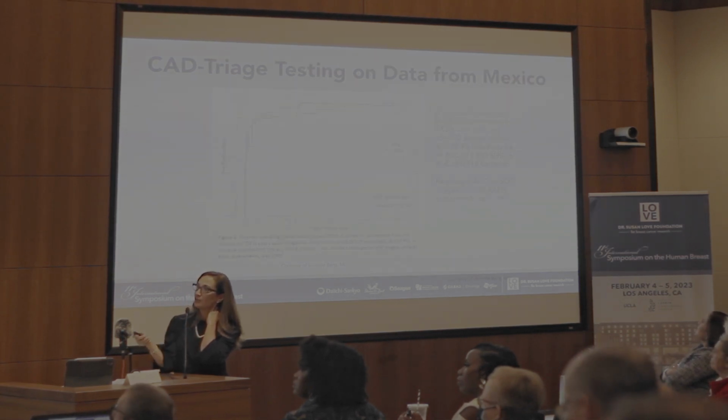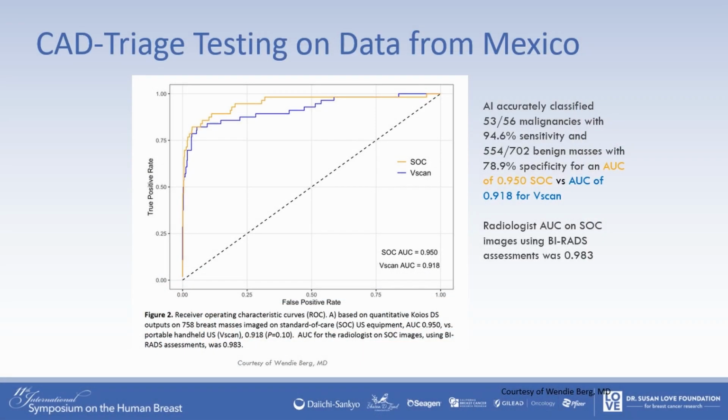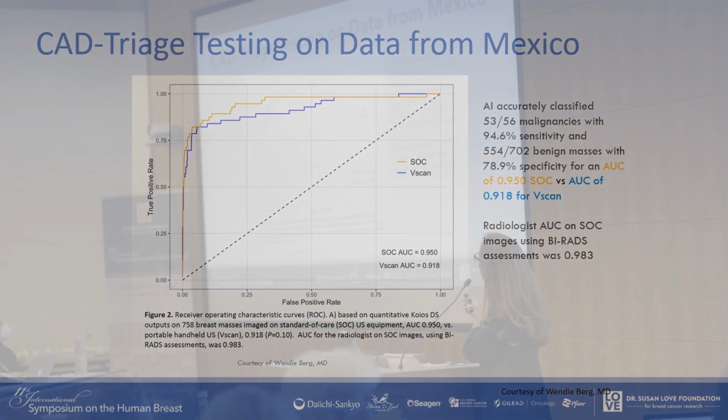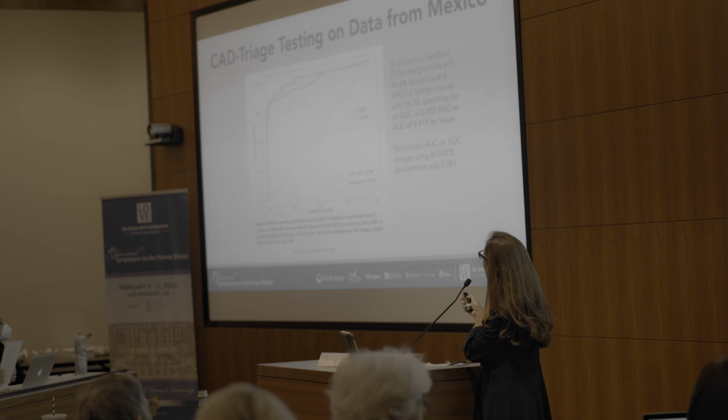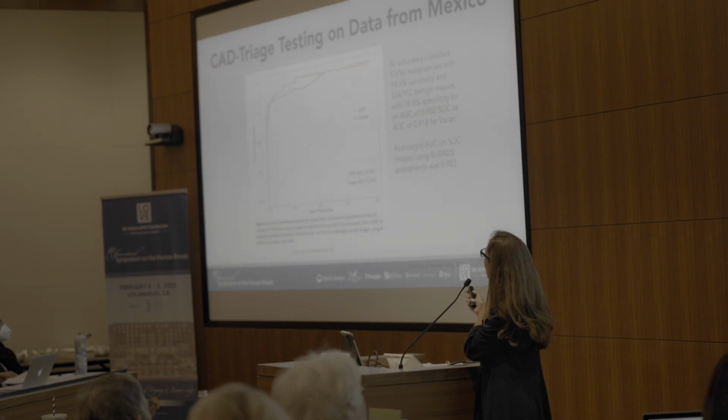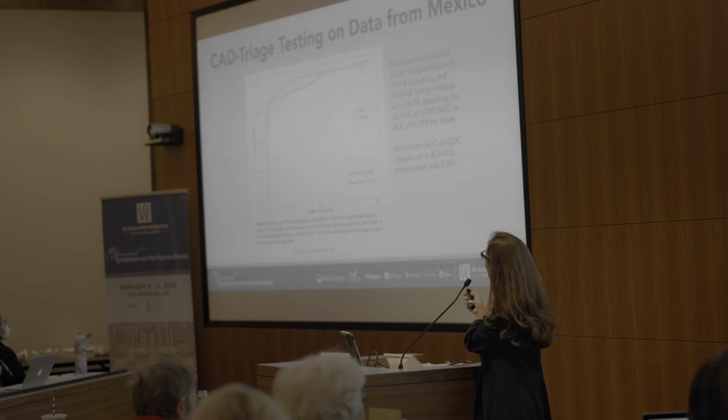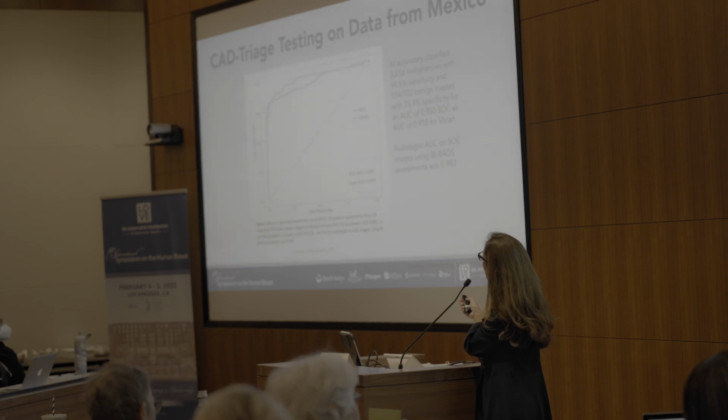And here's a graph of the same thing, true positive, false positive, the ROC curve. And we see the AI with the standard of care shows an AUC of 0.95. And for AI in the V-scan shows an area under the curve of 0.918.